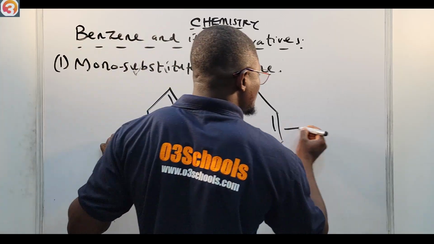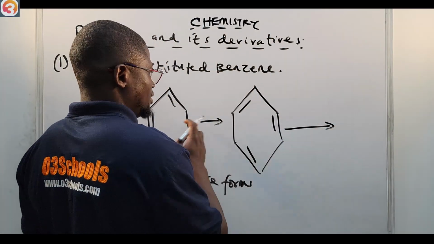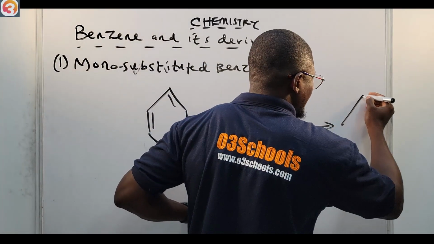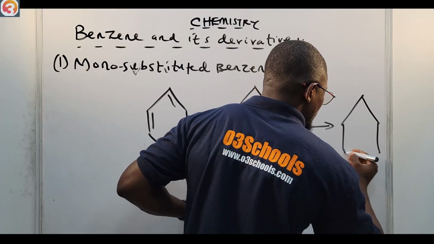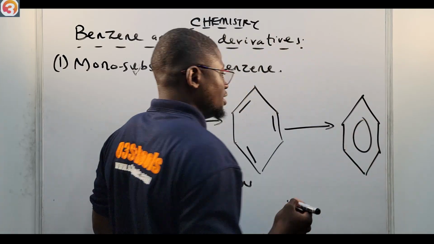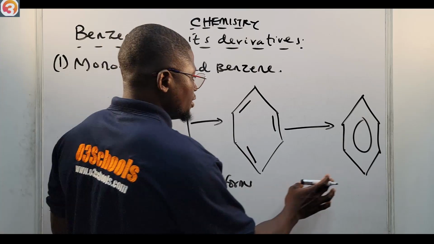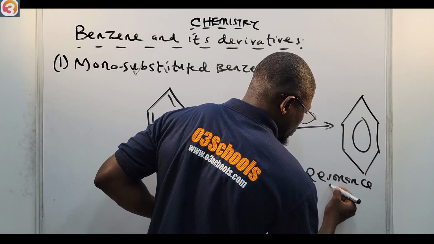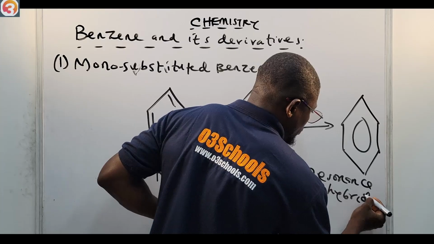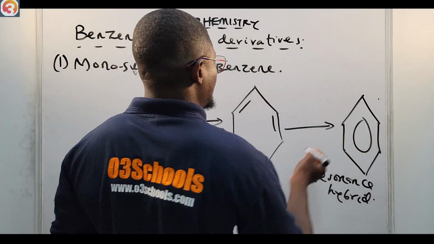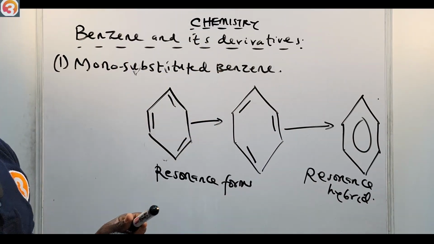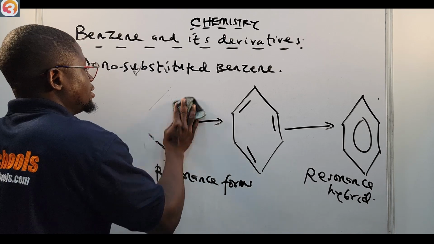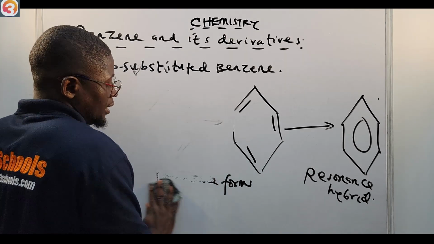They will now have the resonance hybrid. Instead of drawing this or this, we'll just draw it like this, representing the benzene ring. This one is called the resonance hybrid. If that is clear, this is what we're going to be using throughout this naming. So please put your mind down and open your heart to listen.